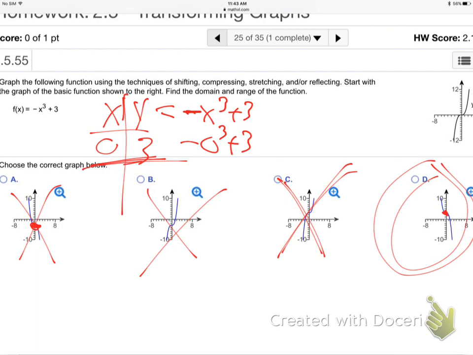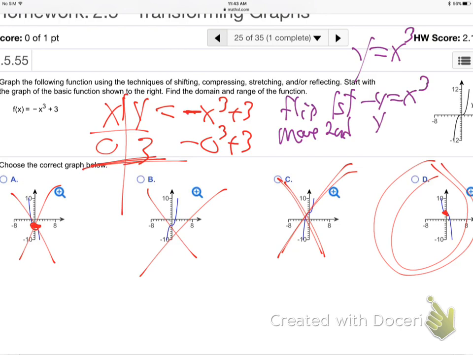I'd love to talk about it in my office hours with you. But here's the story. If you thought it is, in fact, a flip first, and then a move second. How do I know? Well, because if you take the equation x cubed and you first flip it vertically, what does that mean? Replace y with negative y, right? And then you got to multiply it through, so it becomes negative x cubed, right? That's good. Move second, move what? Up 3. So then you just take this and you add 3. And that's our equation. So it's a flip first, move second.